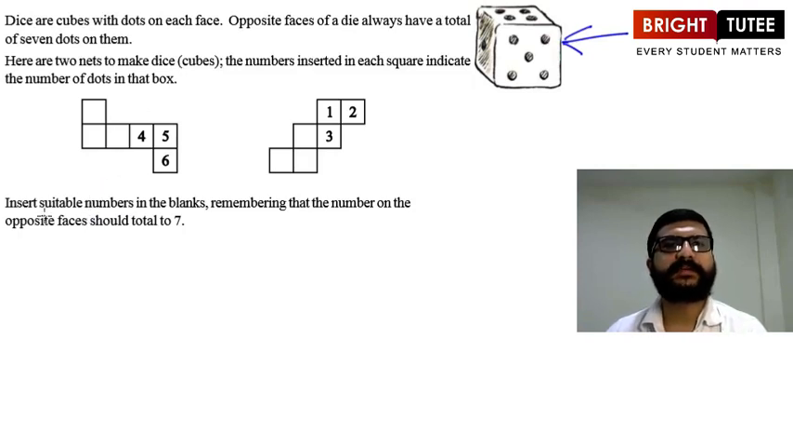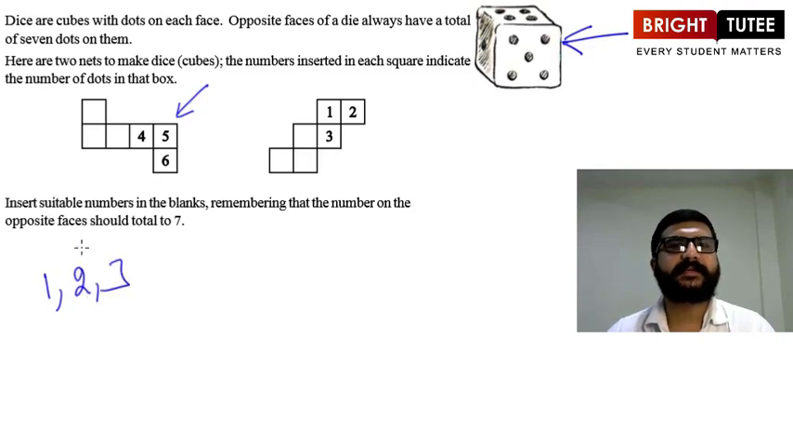Now what we have to do is insert suitable numbers in the blanks, remembering that the numbers on the opposite faces should total 7. That is, the sum of the numbers, or the total number of dots, on the opposite faces should be 7. Now here is one net given for a cube. So which numbers should we put where? 4, 5, 6 are already marked here. So what are we left with? We are left with 1, 2 and 3.